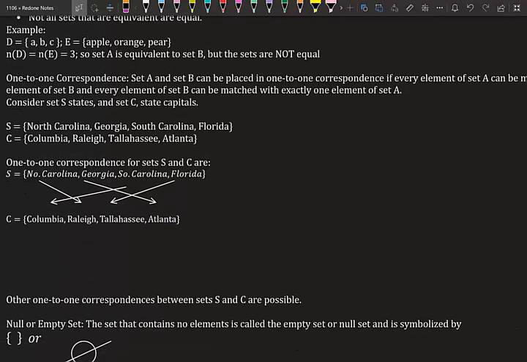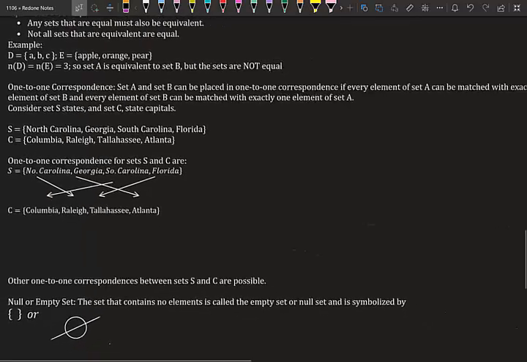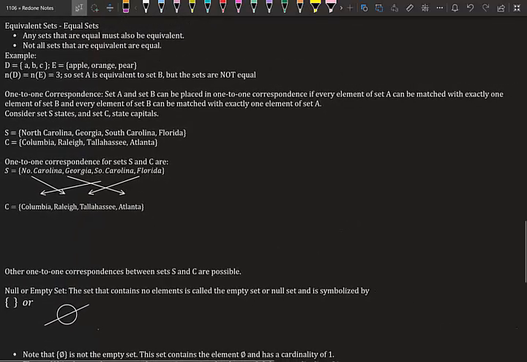One-to-one correspondence. Set A and set B can be placed in one-to-one correspondence if every element of set A can be matched with exactly one element of set B, and every element of set B can be matched with exactly one element of set A, literally meaning 1 to 1. One thing goes to one thing.